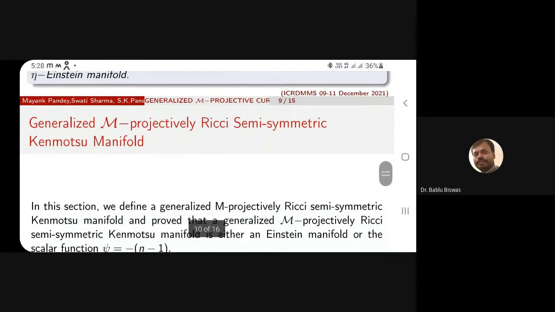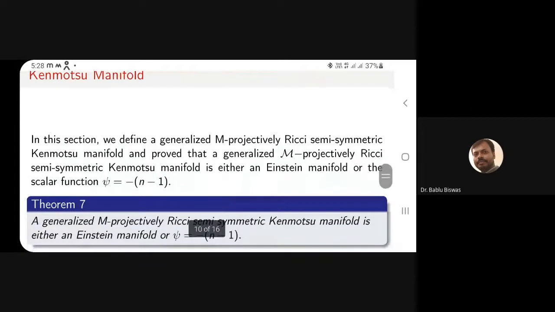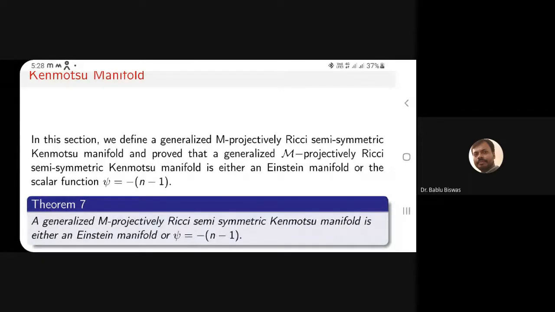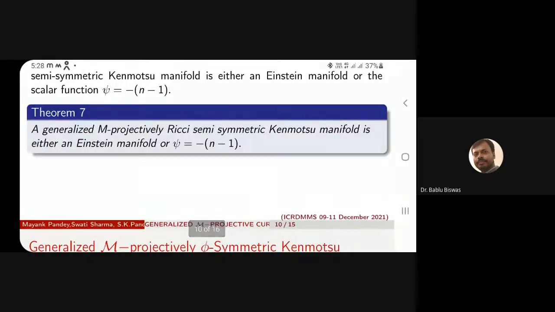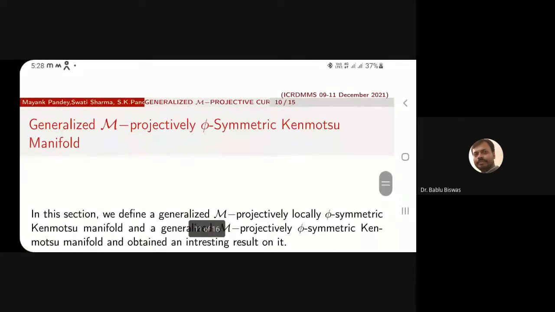Generalized M-projectively Ricci semi-symmetric Kenmotsu manifold. In this section, we defined a generalized M-projectively Ricci semi-symmetric Kenmotsu manifold and proved that a generalized M-projectively Ricci semi-symmetric Kenmotsu manifold is either an Einstein manifold or the scalar function psi is equal to minus (n minus 1). Theorem 7. A generalized M-projectively Ricci semi-symmetric Kenmotsu manifold is either an Einstein manifold or psi is equal to minus (n minus 1).